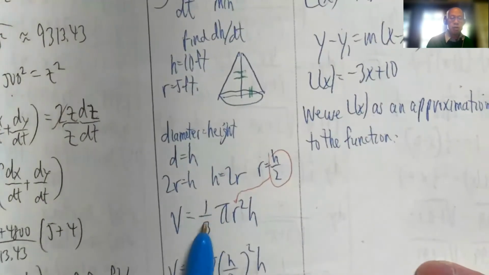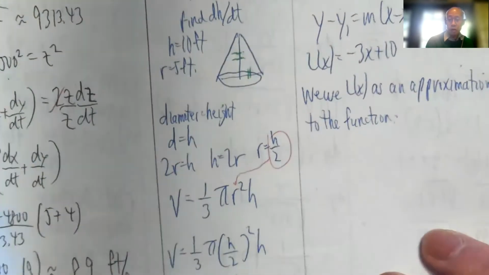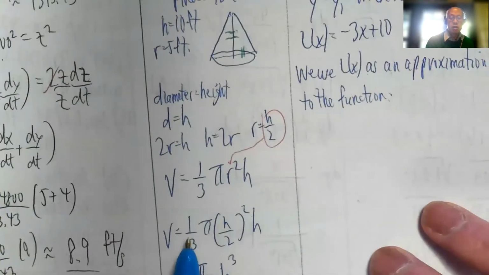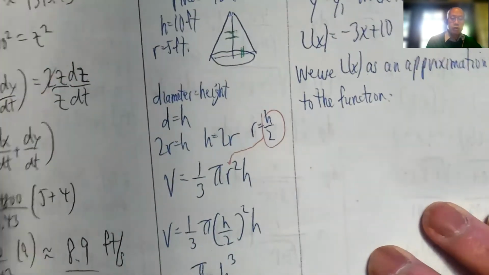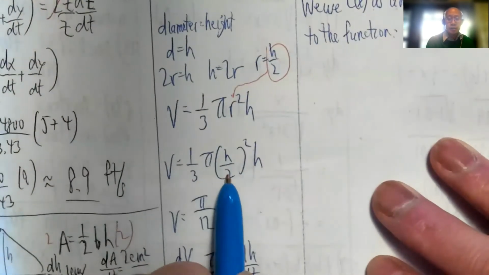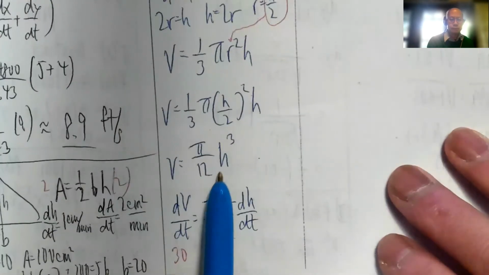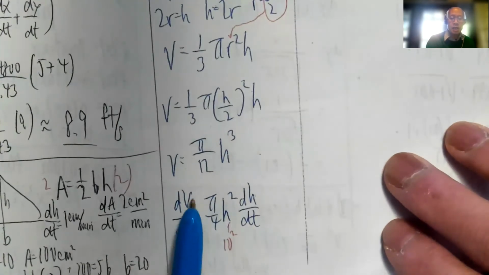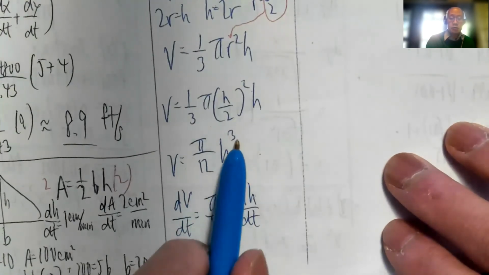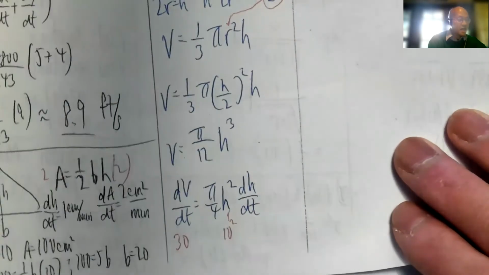The formula for the volume of a cone is 1/3 pi r squared h, but I know that r is h over 2. So I'll put 1/3 pi times h over 2 squared times h, and 4 times 3 is 12, so pi over 12 h cubed. All right, so now I'm ready to differentiate. dV/dt is 3 comes down, hits pi over 12, that's pi over 4, h squared, dh/dt.